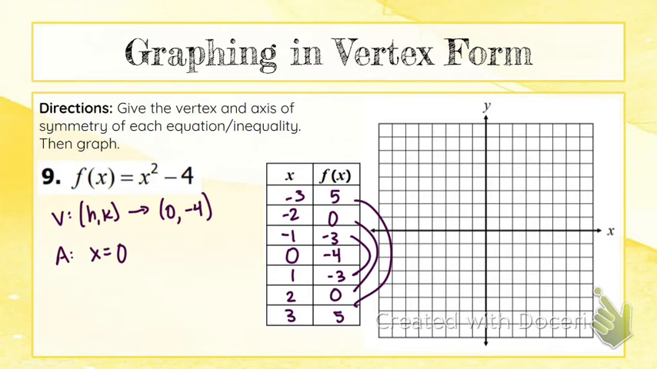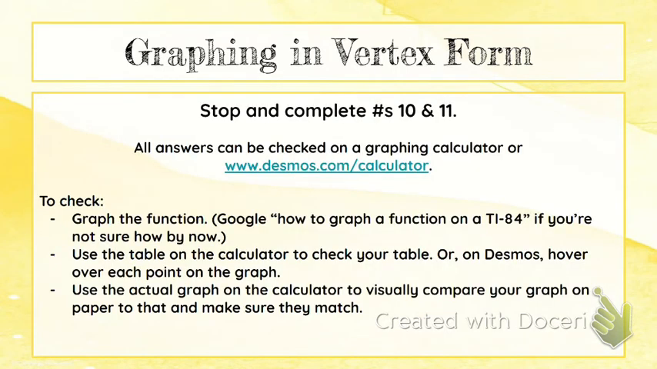And then we're going to graph these points. So left 3, up 5, left 2, up 0, left 1, down 3, over 0, down 4, right 1, down 3, right 2, up 0, and then right 3, up 5. And so this one is like that. Okay, so that is all for number 9. Go ahead and pause here and complete numbers 10 and 11 and use these steps to check your answer.